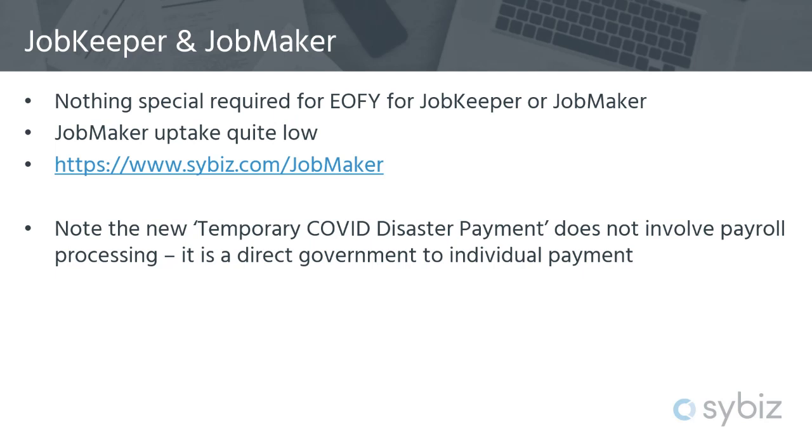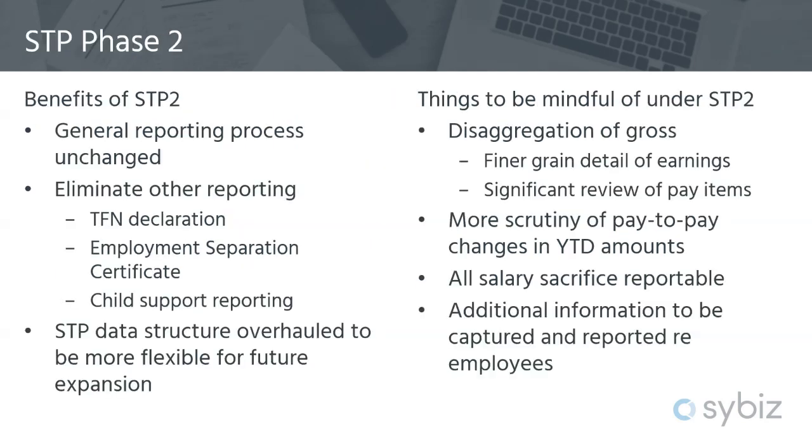But I guess the point to make here is that unlike some of the other COVID-related schemes that relate to people's employment, the temporary COVID disaster payment doesn't involve payroll processing at all, so there's nothing to worry about from an employer's perspective. From a payroll processing point of view, it is a direct government to individual payment. So I just wanted to point that out. Hopefully we never need to use that again, but that's how that all works.